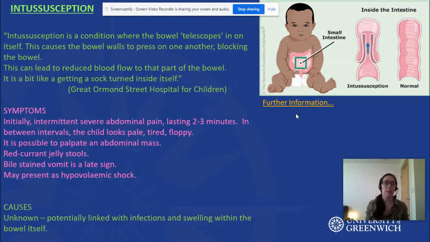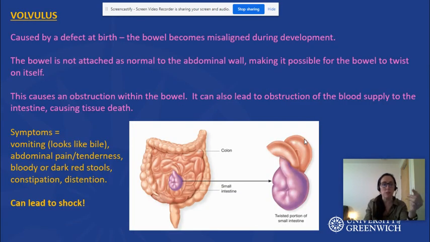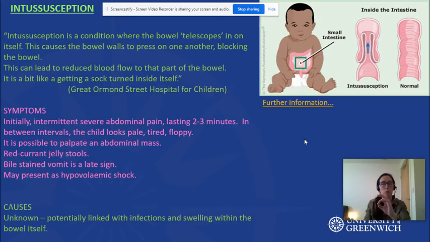Now, other symptoms you might get: bile stained vomit, and that's late on. So if you're getting bile stained vomit and you're getting abdo pain and you're getting signs of shock, you're thinking about both these things: intussusception and volvulus. Both of them can cause hypovolemic shock from the tissue damage. Intussusception, as we've just said here, red currant jelly stools. Whereas, let's go back to volvulus. Tell me about the poo, bloody or dark red. All right. So make sure you investigate that dirty little nappy.